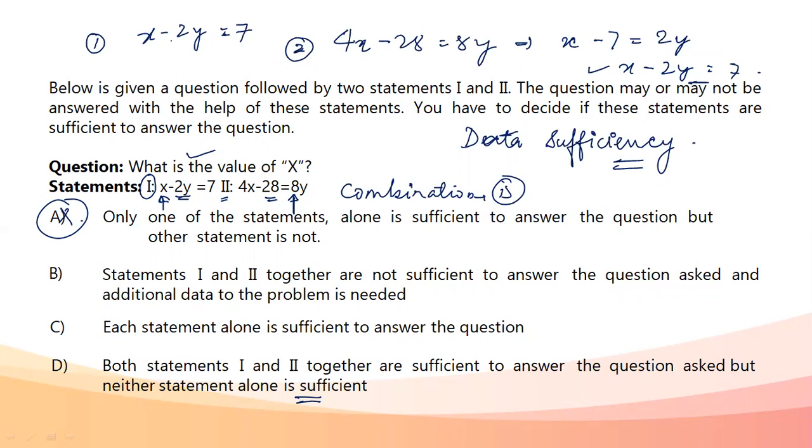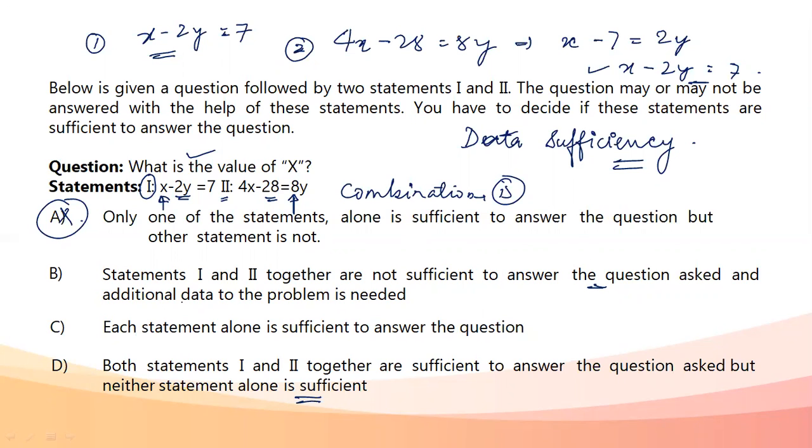Now when I looked at the statements, both have become the same. It's x minus 2y equal to 7, x minus 2y equal to 7. So statements 1 and 2 together are not sufficient to answer the question, and I need some additional information. Maybe I need one more equation, or maybe I need one more relation. Only then I'll be able to get to some answer.